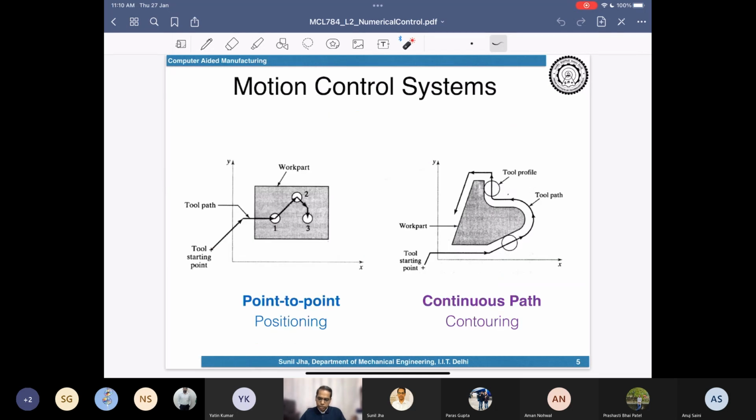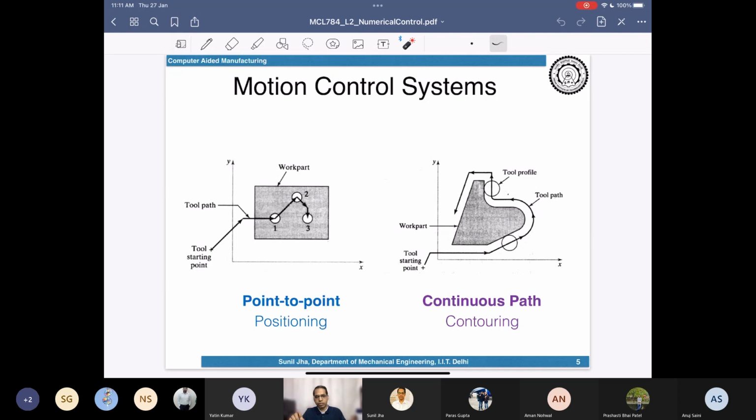Now, when it comes to the motion control systems, because we will be spending a little bit more time on understanding the motion control system. These are the two important motion control systems we always have in the machines, depending on the type of machine. For example, if you're talking about the drilling machine, what type of positioning system you will use? Anyone? Point to point. Point to point, yeah.